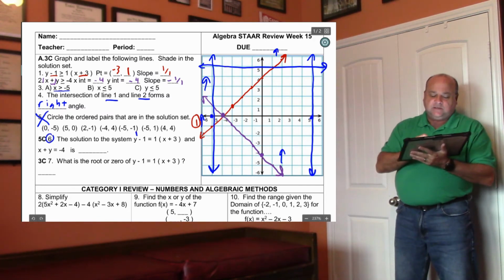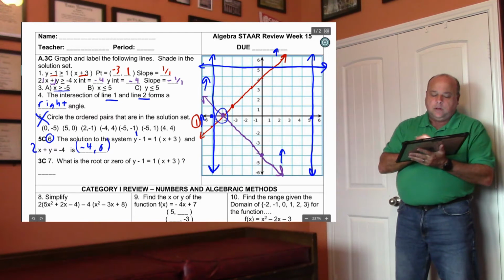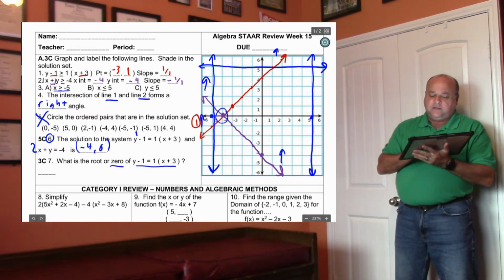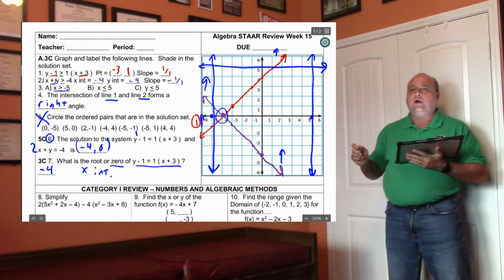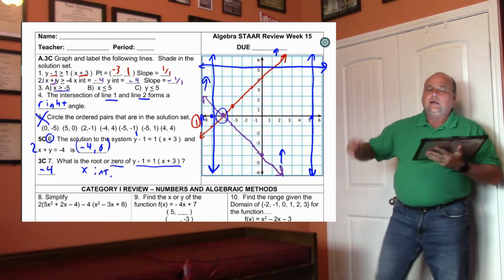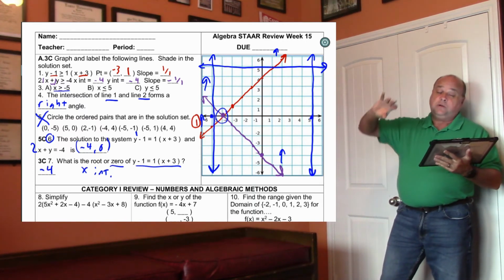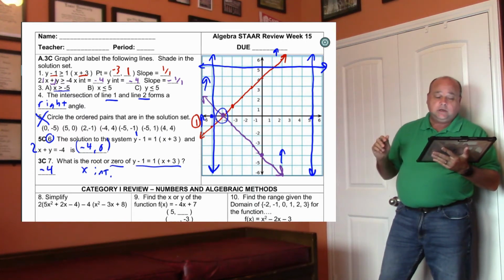So number 6, this is line 1 and line 2. They cross right here, don't they? Which is negative 4, 0. And then the 0 of this, which is line 1, is negative 4, right? Which is the x-intercept, right? It's where it crosses the x-axis. Okay, sorry about that. It messed up. It should have drawn a pentagon. I should have rotated those, okay?